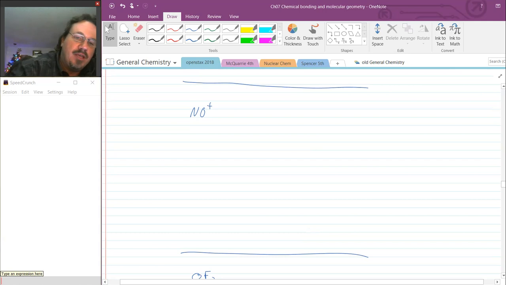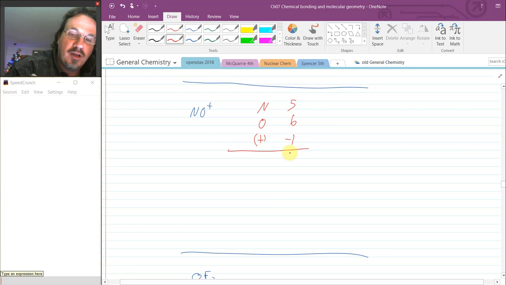Let's try another one. NO plus. All right, so nitrogen has 5 electrons, oxygen has 6, and then I've got my +1 charge. That actually takes away an electron, right? That's how I get a positive charge, by removing an electron. So that's a grand total of 10 electrons now that I have to work with. 10 of them. All right, arrange them symmetrically. I don't know how else to do that. Pretty simple. Give everything an octet.